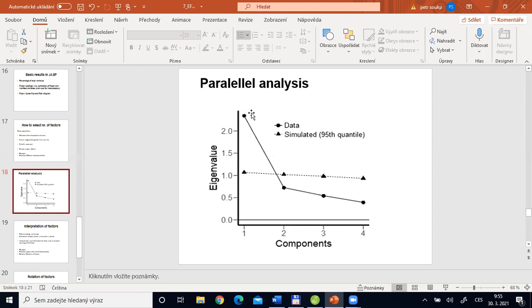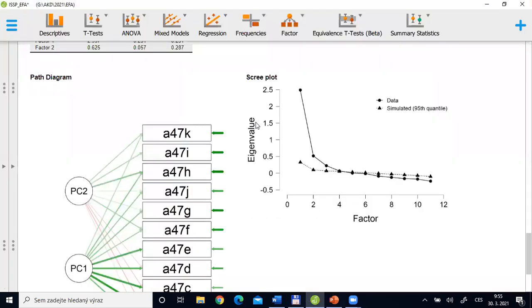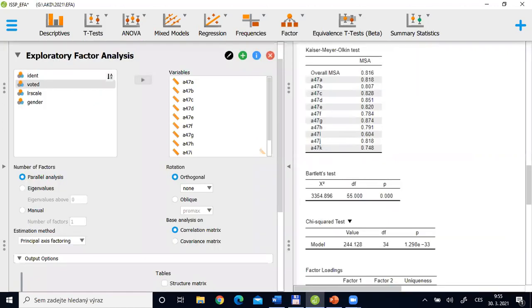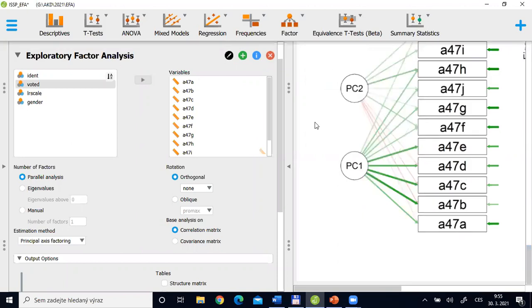So here it says there should be 1 factor only. Unfortunately, the implementation in JASP has some minor problems, in my opinion. For example, you can see here that 1, 2, 3, 4 maybe factors should be taken, as the intersection of these 2 lines is here. But according to my knowledge from other statistical packages, this picture should be slightly different, and JASP correctly decided to take only 2 factors. So please don't believe this picture currently.